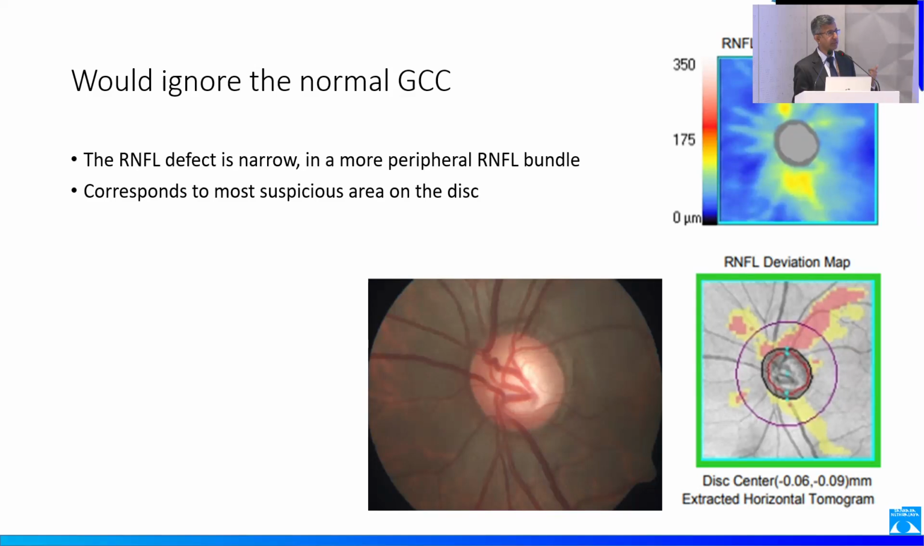So here you have structure discordance, but you have something on the map which tells you that there may be something wrong. When you have a very narrow defect, it may not cause enough damage for you to meet statistical significance, but looking at the map is important.